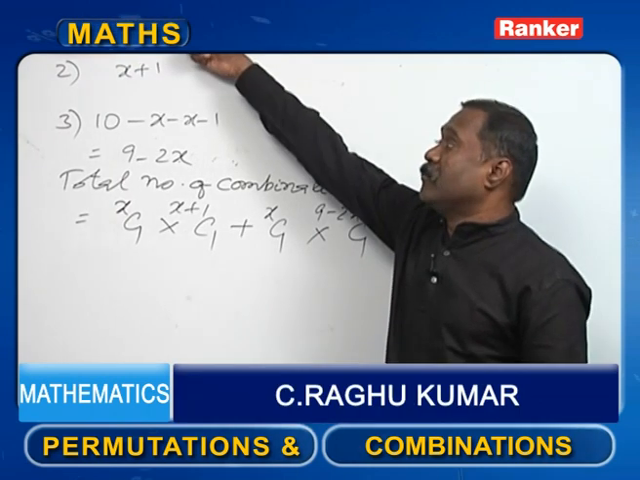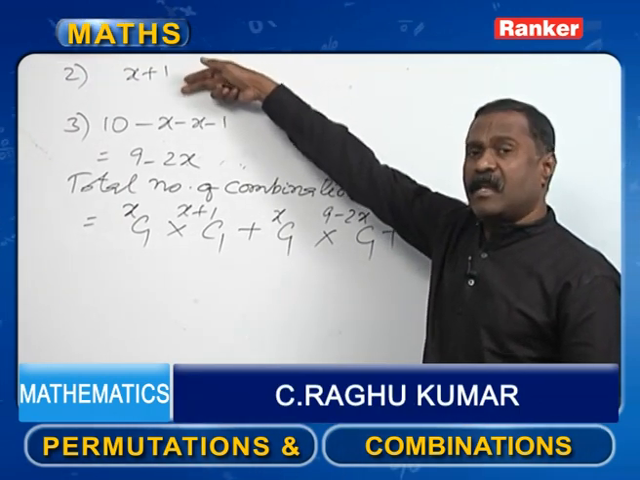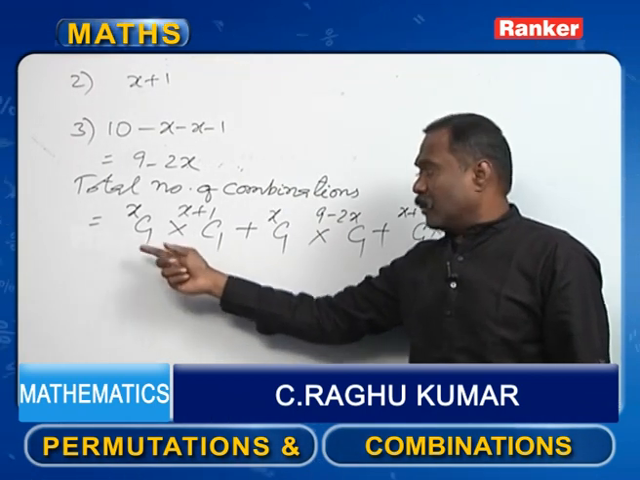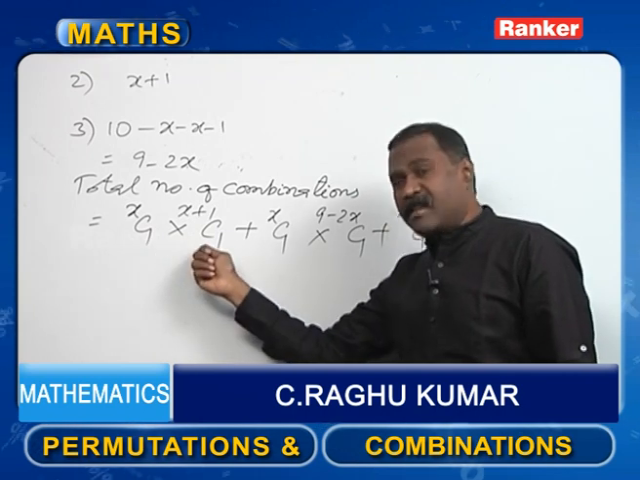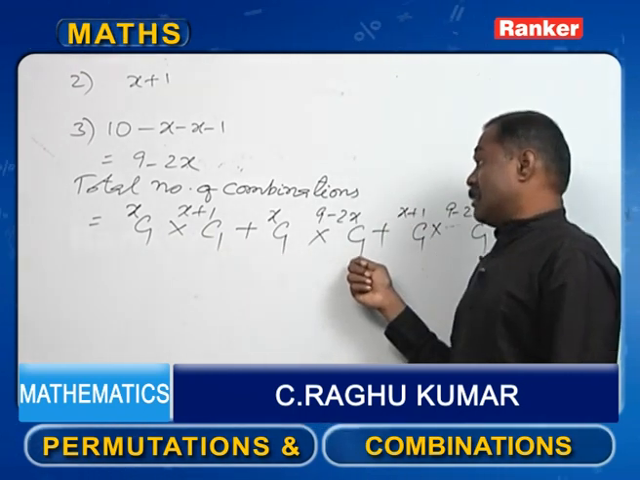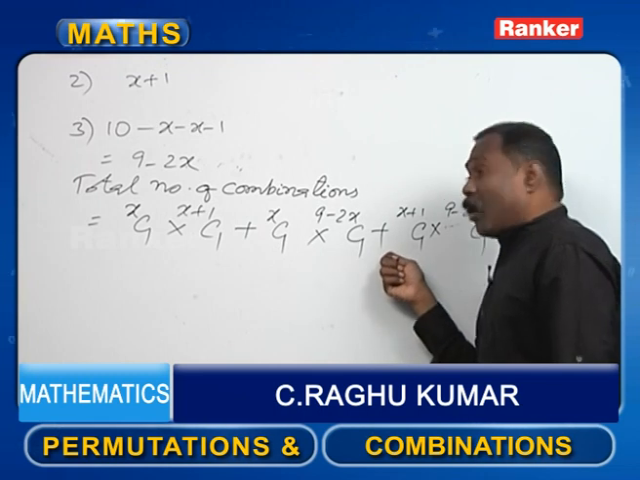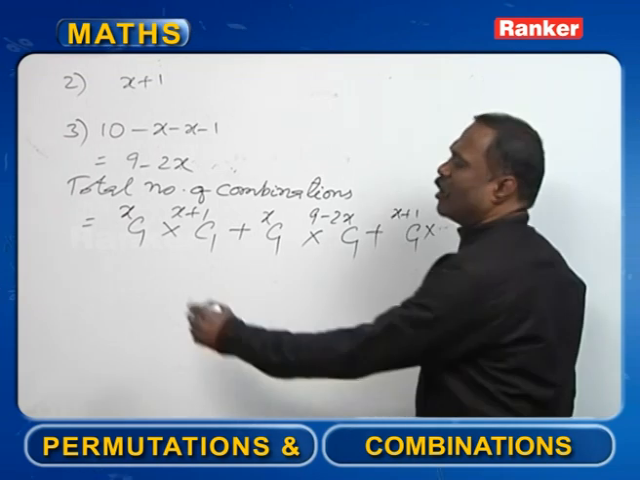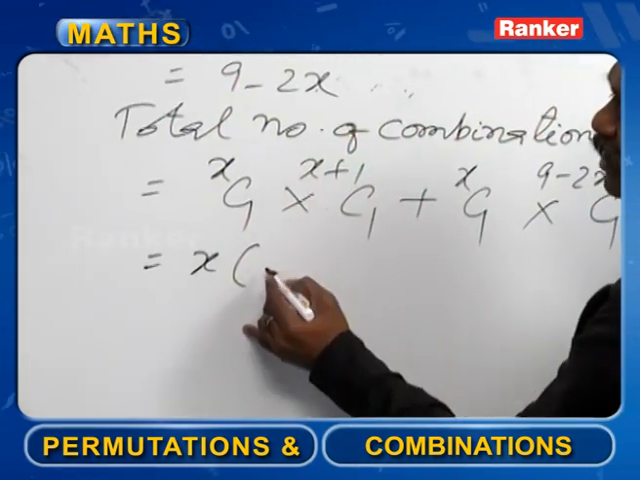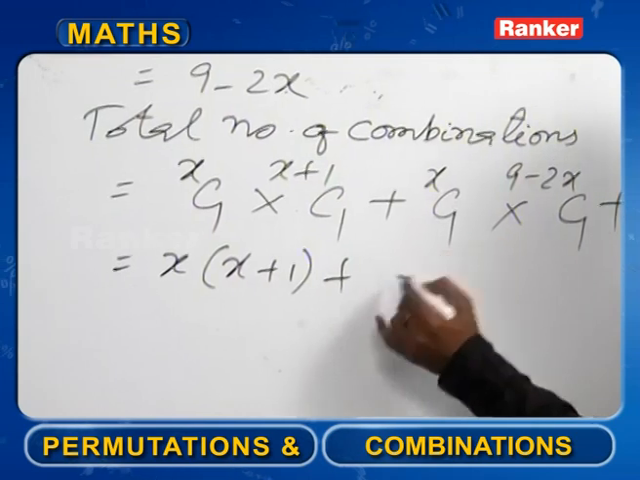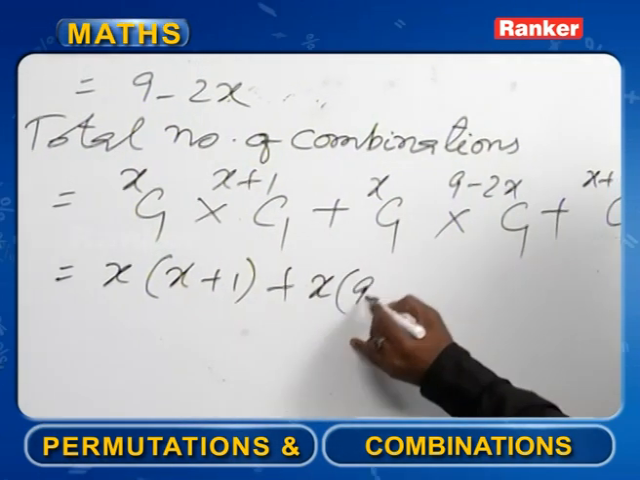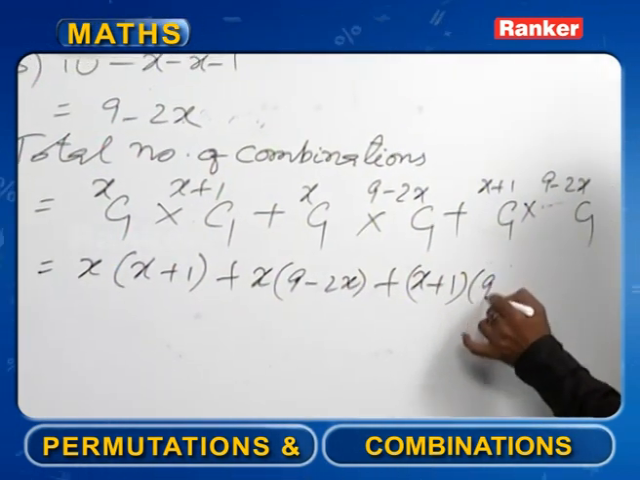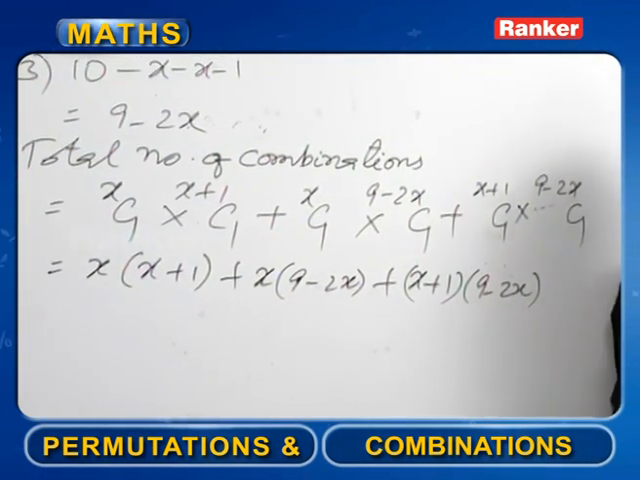One child chosen from the first category and a second child chosen from the second category, that is multiplied. Either first and second category, or first and third category, or second category and third category. Now let us simplify this. XC1 is nothing but X, (X plus 1)C1 is nothing but X plus 1, and (9 minus 2X)C1 is nothing but 9 minus 2X, plus (X plus 1) into (9 minus 2X).